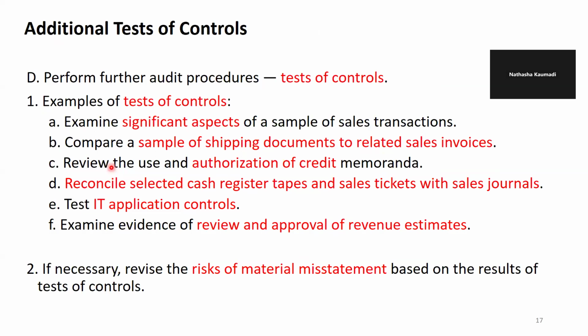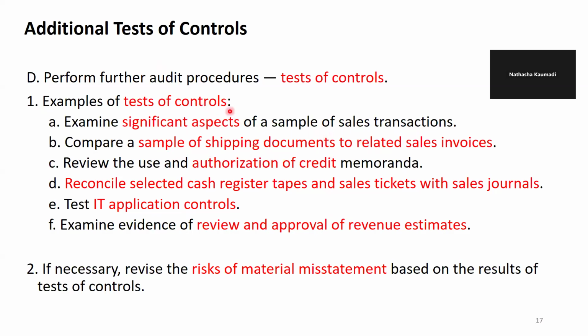And then additional tests of controls. Now, you're performing further audit procedures, right? When it comes to further audit procedures, what are the examples of tests of controls? Examine significant aspects of a sample of sales transactions. Compare a sample of shipping documents to related sales invoices.